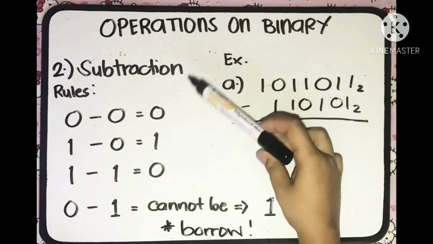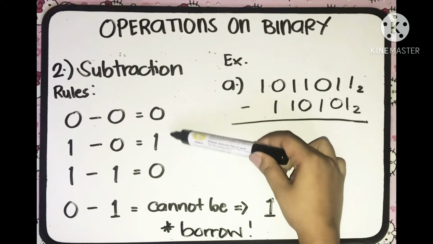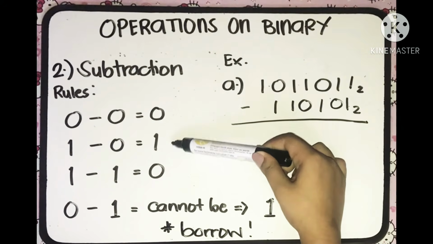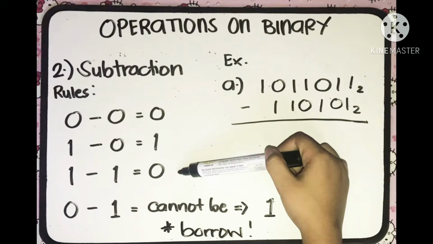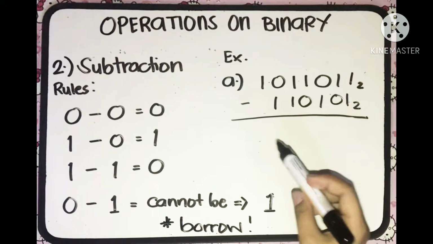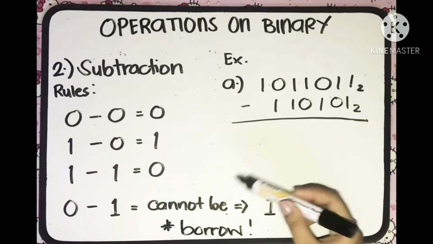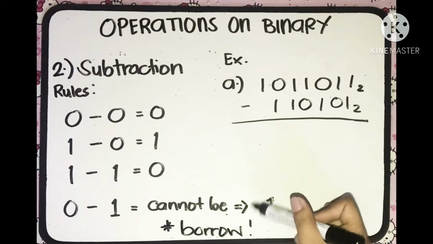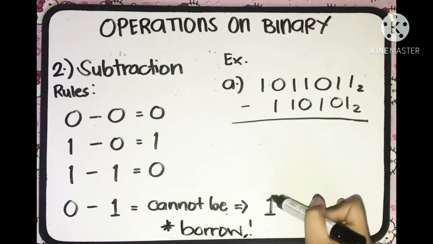We have 0 minus 0, it is equal to 0. 1 minus 0, which is equal to 1. 1 minus 1, which is equal to 0. And 0 minus 1 cannot be. So, we're going to borrow so that the answer will be 1.